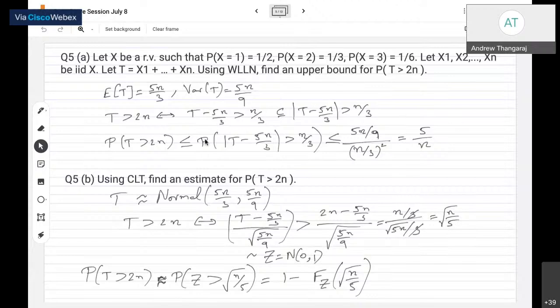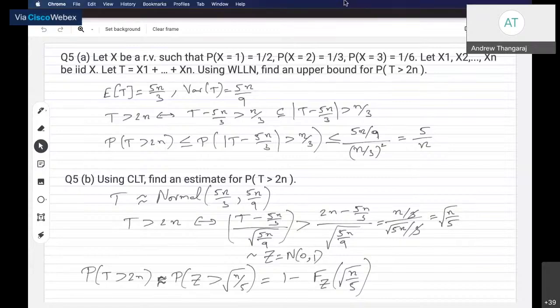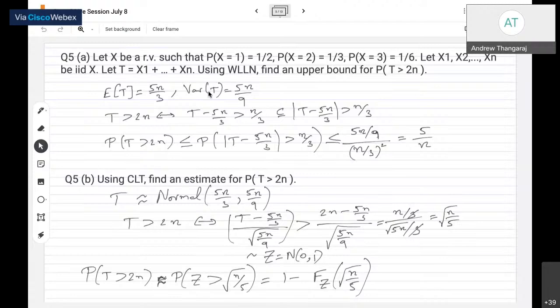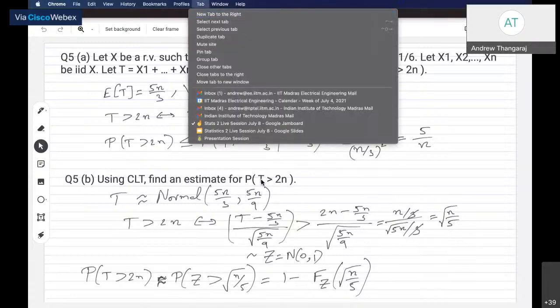So this is what you have to do if you have to find an upper bound using the weak law of large numbers. This is not very different or difficult from the Chebyshev inequality. We did so many problems on Chebyshev inequality a couple of live sessions ago. This is similar to that. I hope it's clear. Okay, now this part B to this question.